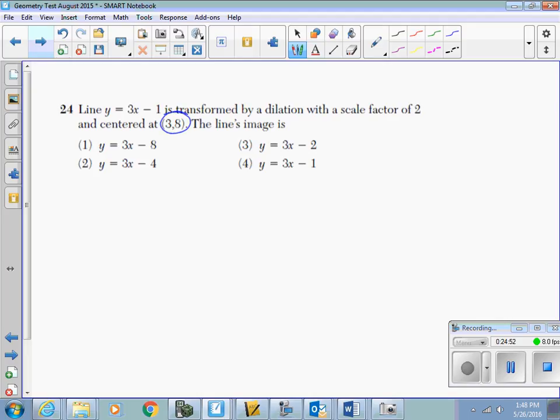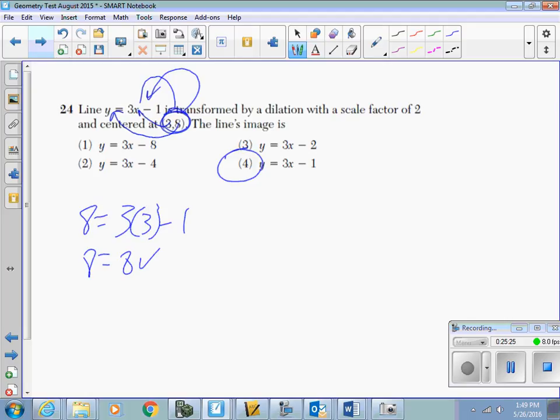So how do we figure that out? Well, we plug in 3 for x and 8 for y, and see if that is true. If that's true, then this point is actually on this line. So let's do 8 equals 3 times 3 minus 1, 8 is equal to 8. Look at that. That point is actually on the line, which means that the y-intercept will not change. And in fact, we have the same equation.